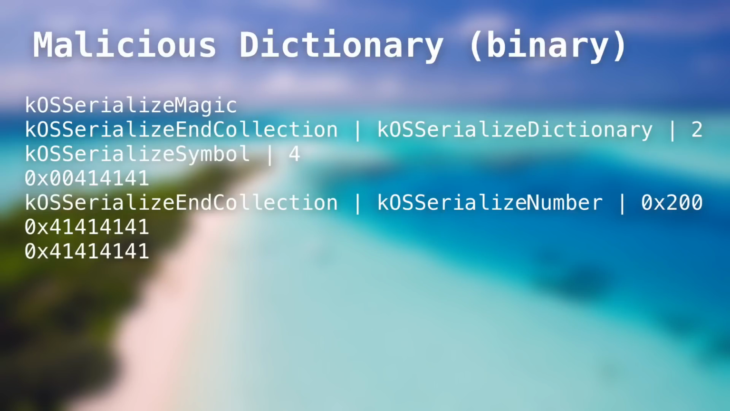So we'll have the binary magic, essentially the identifier that shows that this is a binary dictionary, and then we have a dictionary with two entries. And then we just do the same things. So we have the symbol with four characters, but we also include the null byte as one of those characters. So we have 0 and then the 41, 41, 41. And then we have the OSSerializedNumber with the size we specified, and then the 8-byte number underneath that.